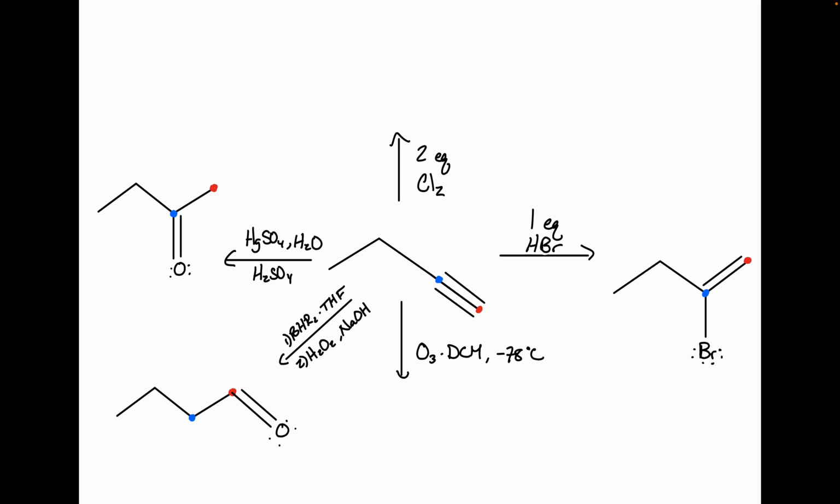All right. If instead we did two equivalents, then we would break both our carbon-carbon pi bonds, and we would get two additions of our reagent, in this case a halogenation. So I get two chlorines on each of my carbons.